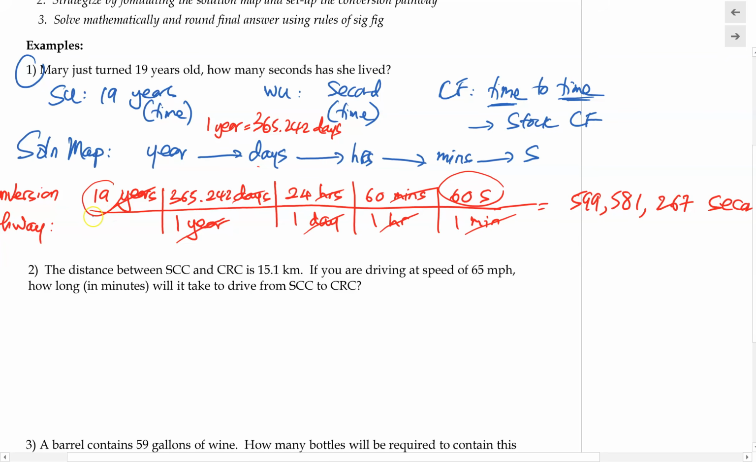19 years. Based on the context of this 19 years, it says Mary just turned 19 years old. So this is exactly 19 years old, right? Let's repeat that. She is exactly 19 years old. And therefore, this 19 right here is an exact value. So exact values have an infinite amount of significant figures, making it always exact.